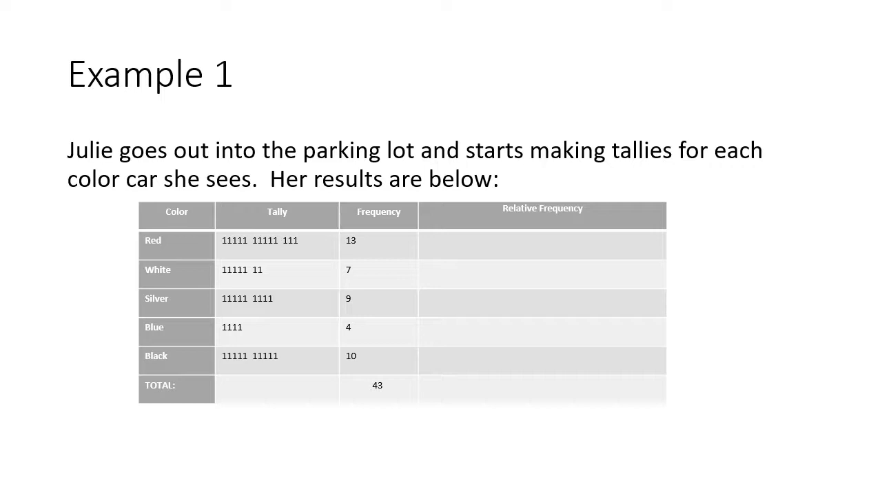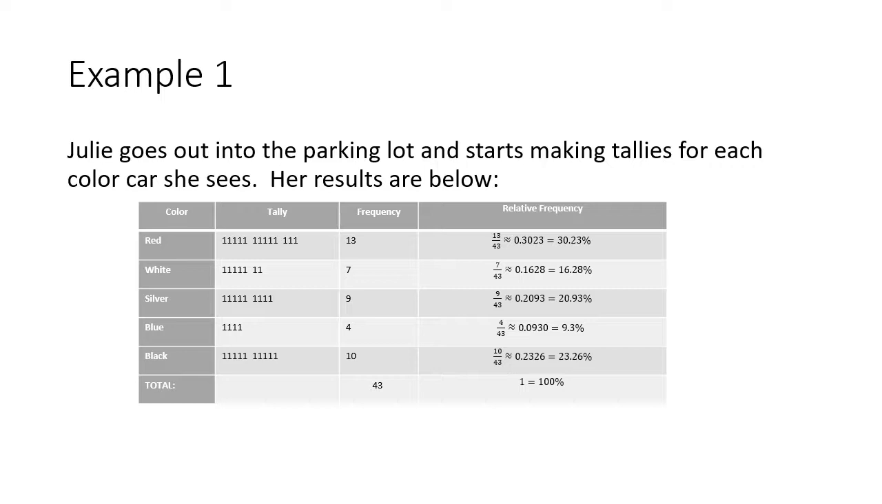And so if I sum up how many total cars she looked at, 43 total cars. The relative frequency then is going to be to take each one of the individual colors. So for example, red, 13 cars were red out of the 43 she looked at. So the proportion is 13 over 43.